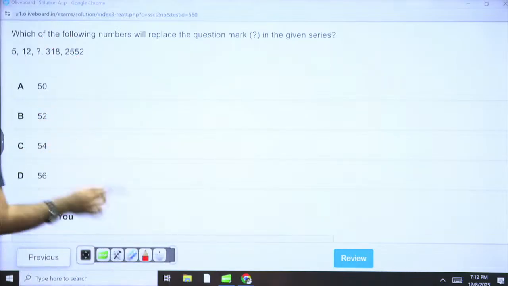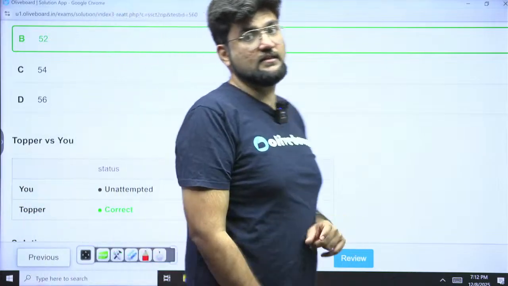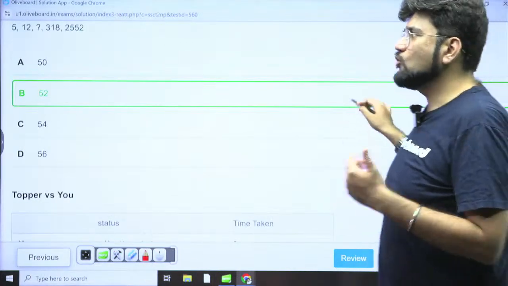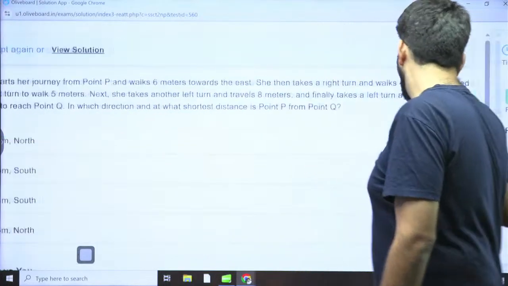Done. Of course, figuring this out in the exam was not easy, but still, if the person has done it in 59 seconds, it's a good job. Okay. But now I'm telling you how you can do that in the exam. What path can you take to make it slightly faster?